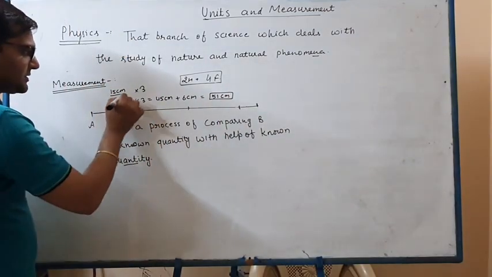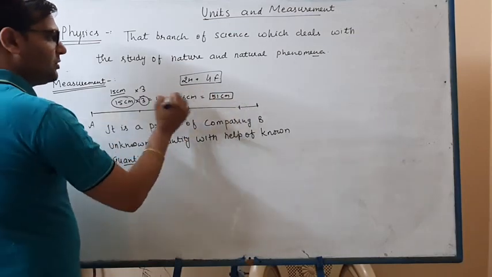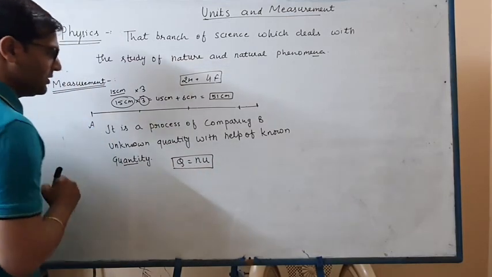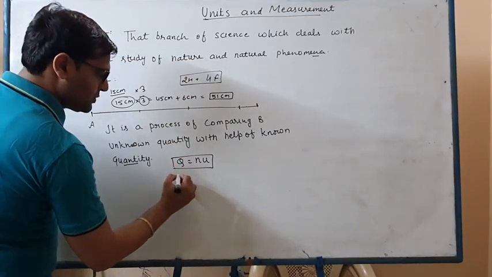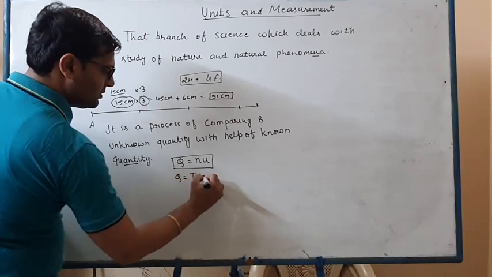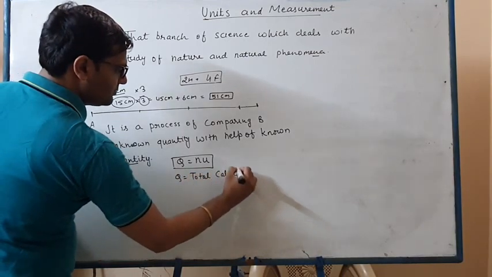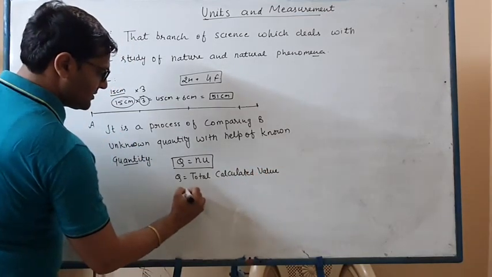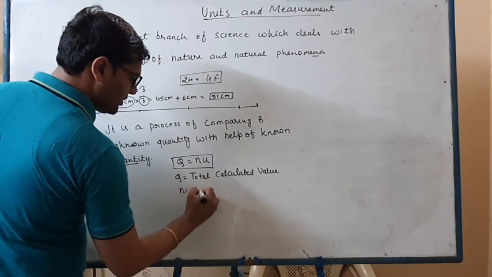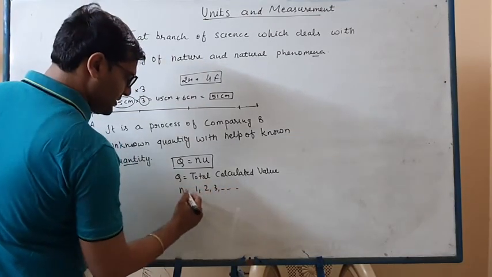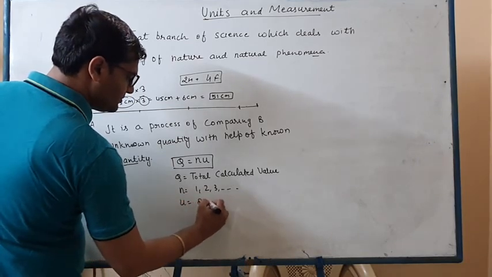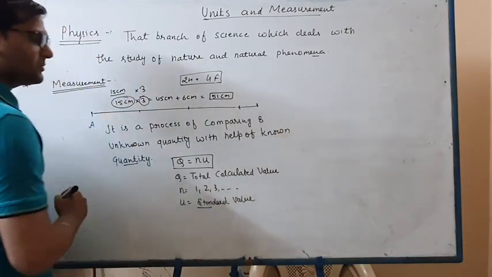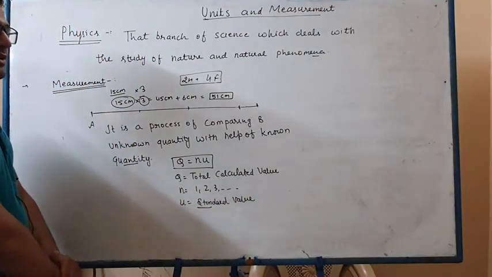So what is the formula here? This is the standard value and this is the repeating value. So Q is equal to N into U. This is the formula for measurement. Q is what? Total calculated value. N is 1, 2, 3 up to the number of repetitions, and U is what? Standard value. Right? So this is about measurement.